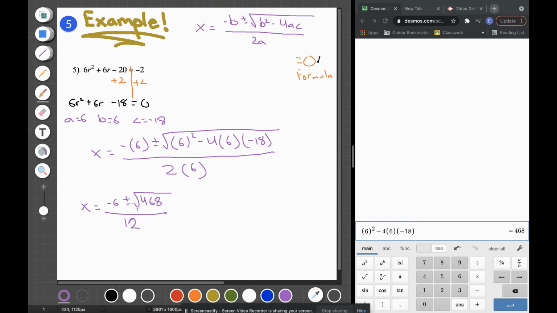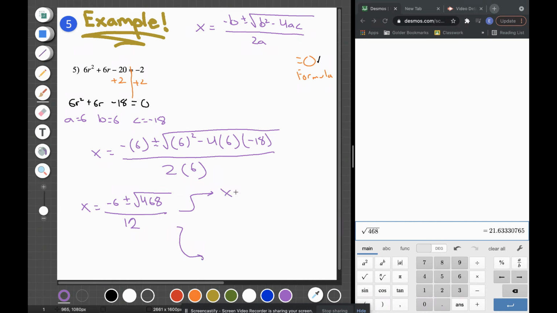Okay, I got to simplify this. Square root of 468. I don't know what that is. Let's see if it's a real number. So 468. And what happens is we get a decimal. And if you get a decimal, you're just going to leave it like that, except you're going to write your answer broken out twice because you need to show me the plus and minus.